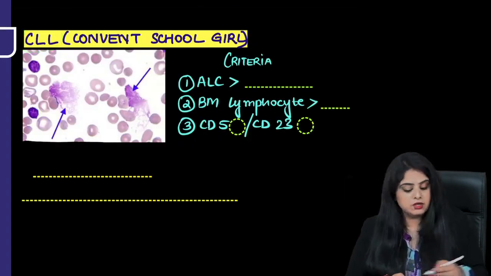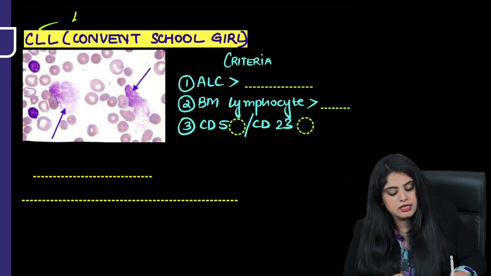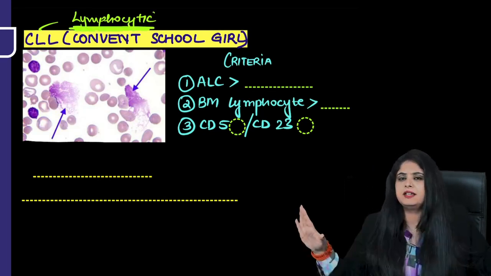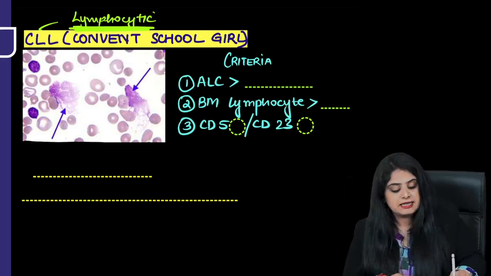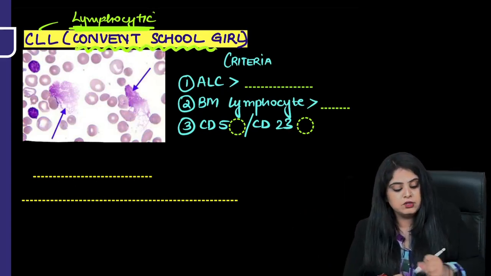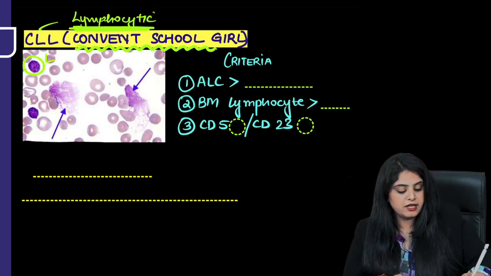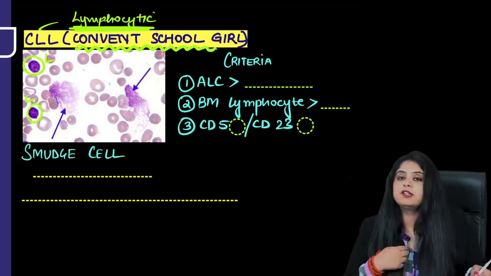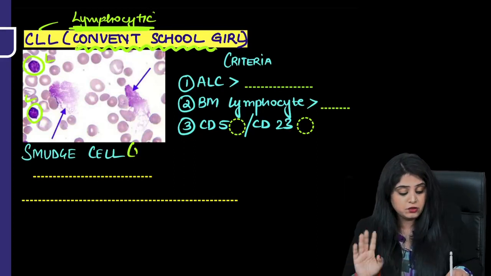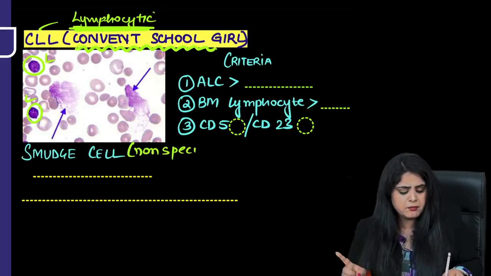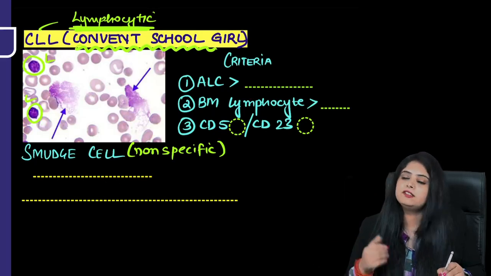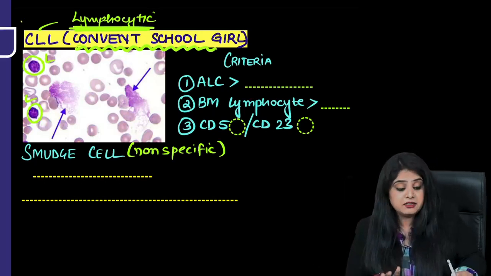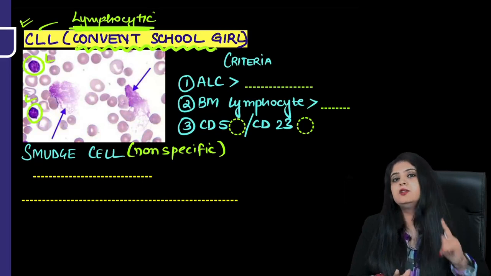Chronic lymphocytic leukemia. What did I say? You are only seeing one kind of cell, that is lymphocyte. All the cells look the same, like someone is wearing a uniform. That is why you call it a convent school girl appearance. All of them are lymphocytes, but some of the lymphocytes are broken. What are those broken lymphocytes known as? Smudge cells. This is not a specific finding, very important, but a non-specific finding. You can see it in any other disease. But when you get this in the exam, the first thing you think of is CLL.